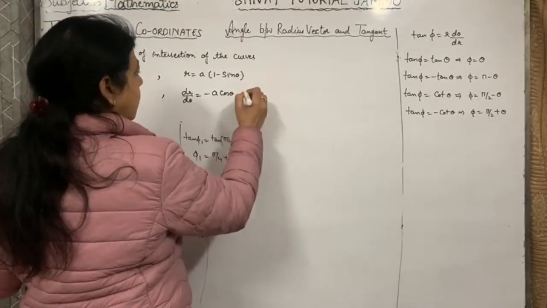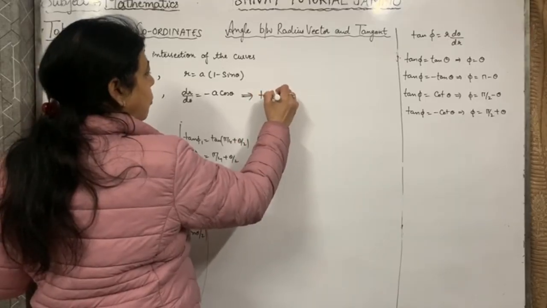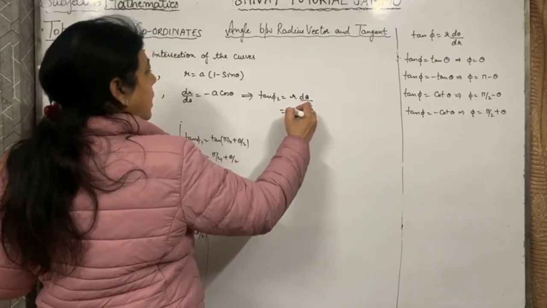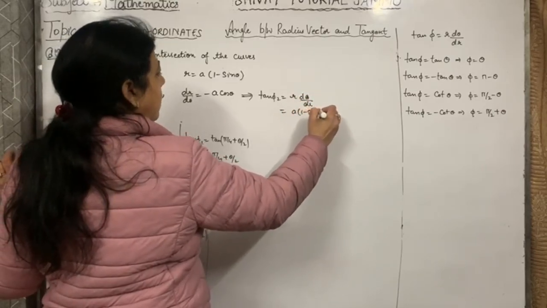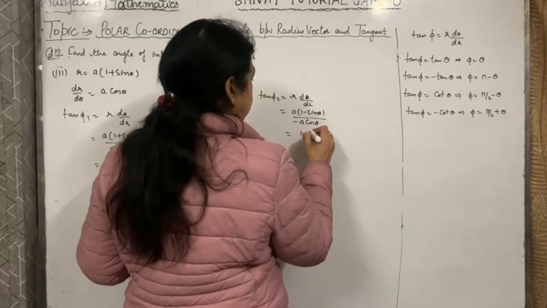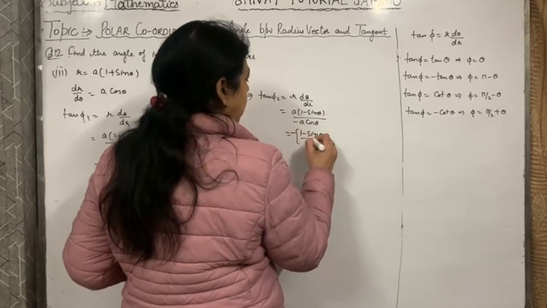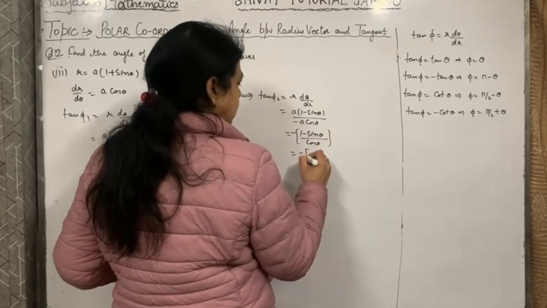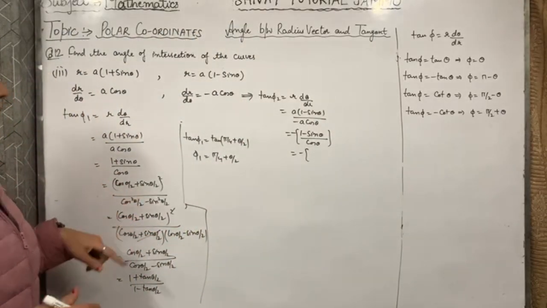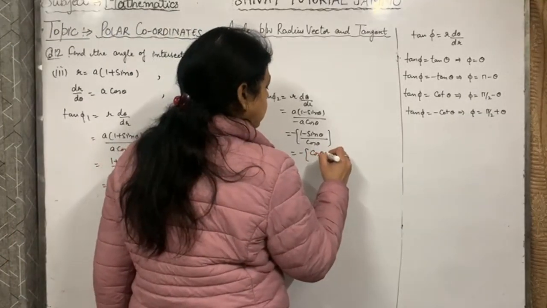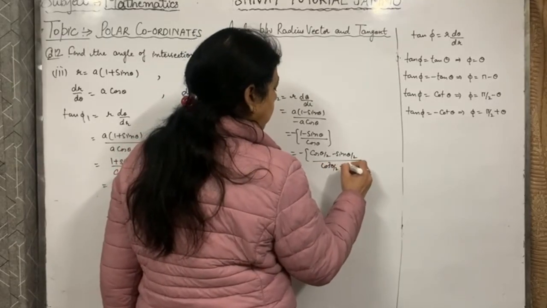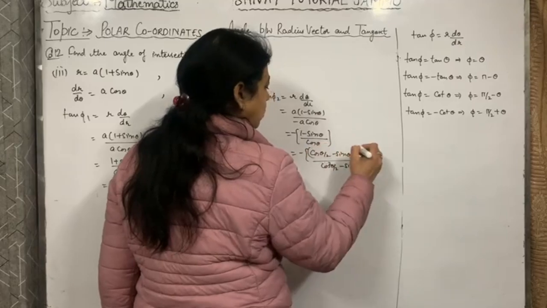Clear? Okay. Now, for this, tan phi 2 is r d theta by dr, r(1 - sin theta) upon minus a cos theta. This will be (1 - sin theta) upon cos theta. So same as before, we will substitute the formula. 1 plus sin theta is (cos theta/2 + sin theta/2) whole square and 1 minus sin theta is (cos theta/2 - sin theta/2) whole square, and cos square theta/2 minus sin square theta/2.